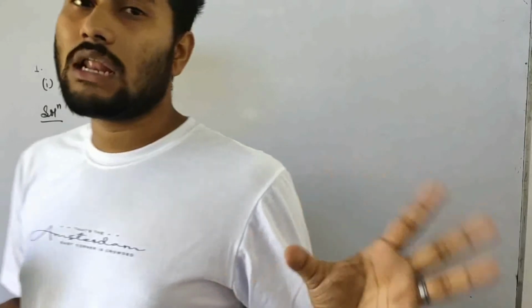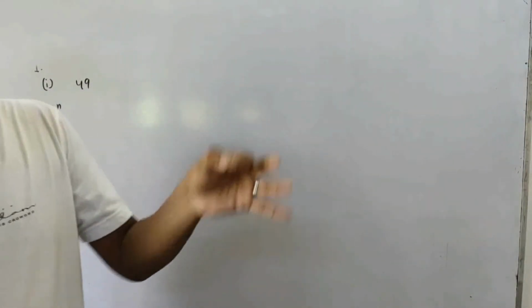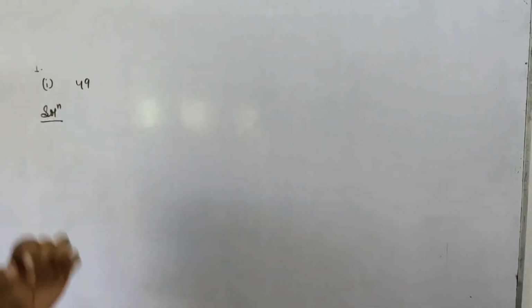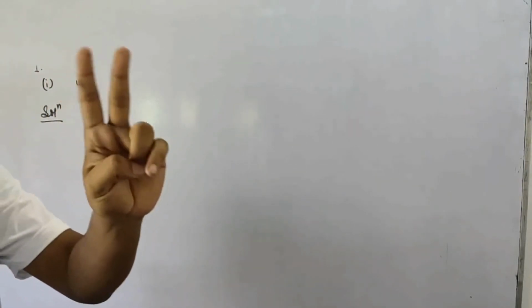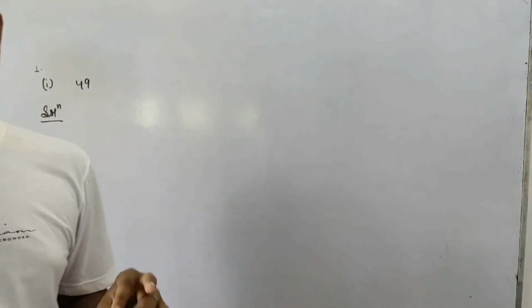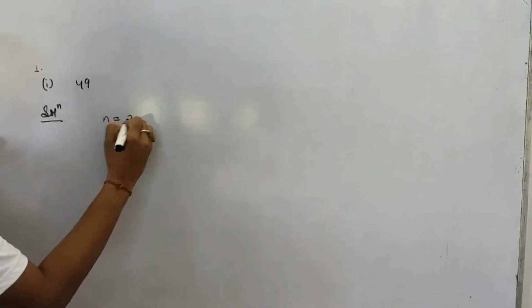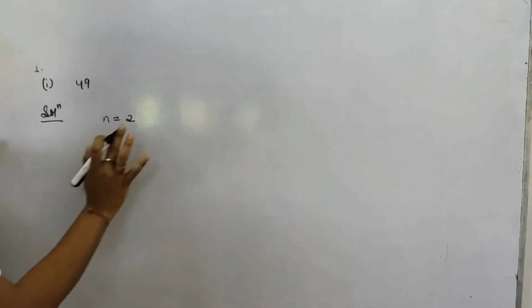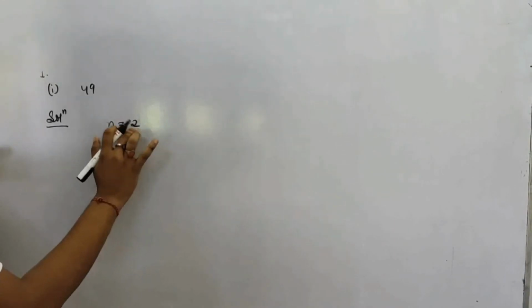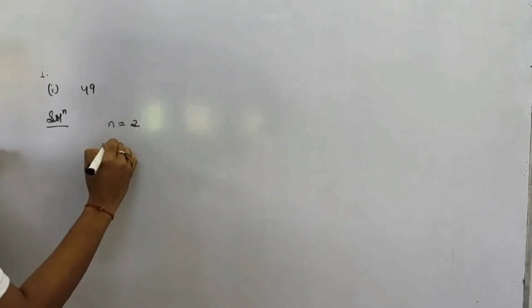No, I am not talking about the number. I am talking about the number of digits. How many digits are there? 2 digits are there. 2 is even or odd? 2 is even. So we will apply the formula of what? Here n is equal to what? 2, isn't it? This is even, so your formula will be what?